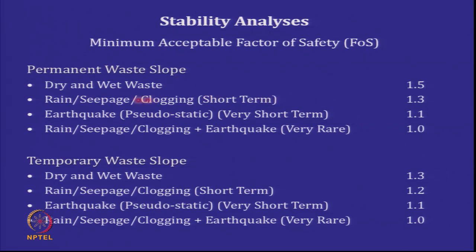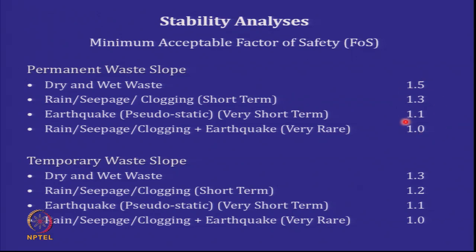Within the permanent slope, rain or seepage can occur temporarily. It will not occur all the time. So maybe you will accept a lower factor of safety during rain. And then if you have an earthquake, an even lower factor of safety. So what I'm trying to show you here is that you have different factors of safety for different conditions.